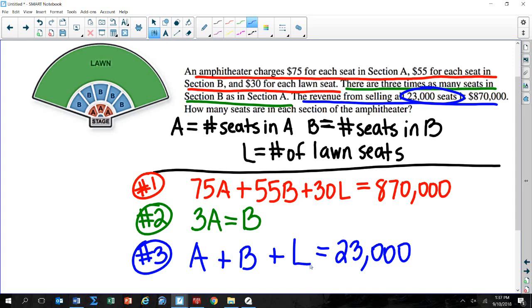Okay. And the question is, how many seats are there in each section of the amphitheater? So if I solved this and I got an answer, it would be your x comma y comma z, or in this case, a comma b comma l. Right? If I solve this system, then I should know how many seats are in each section. Okay? So the focus today is just on how to set up a system for a real world problem. And tomorrow I'm going to have you finish solving that system. Okay? But that's where we're going to stop today.